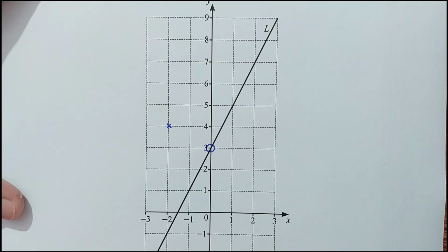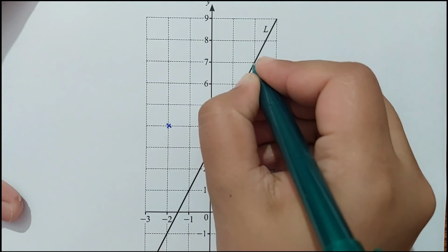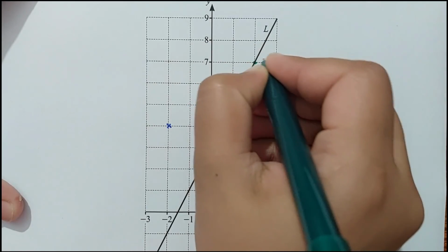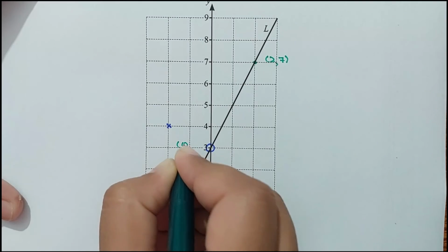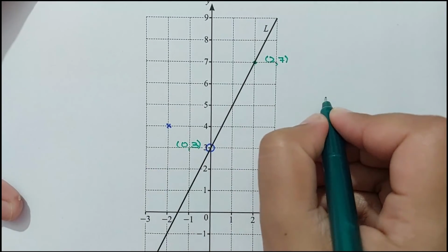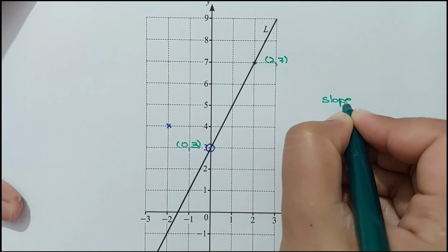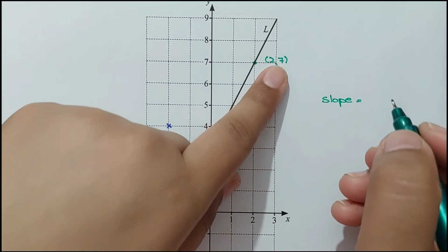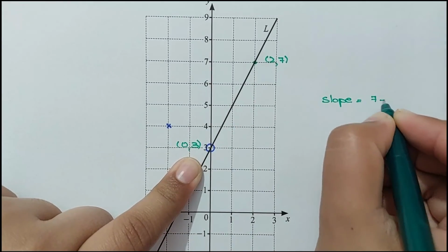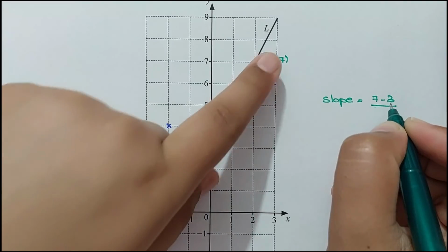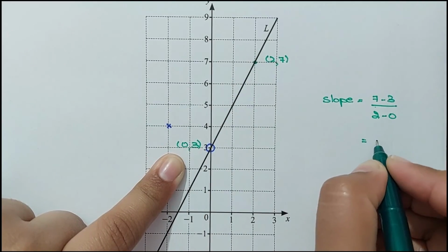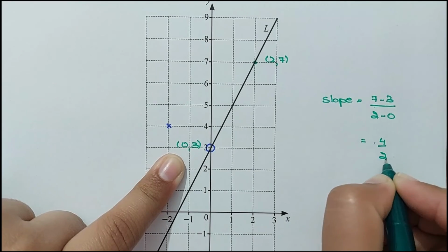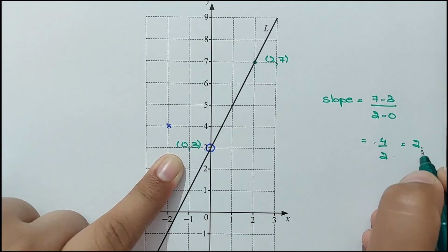Right, for the slope, there are 2 ways to get the slope. By using 2 points, let's say take this point, which is 2 and 7, and this point, which is 0 and 3, and find out the slope or the gradient, which is y2 minus y1, 7 minus 3, over x2 minus x1, which is 2 minus 0. 3, 4, 5, 6, 7, which is 4 out of 2, and the slope is 2.